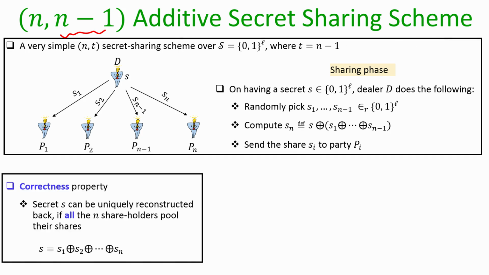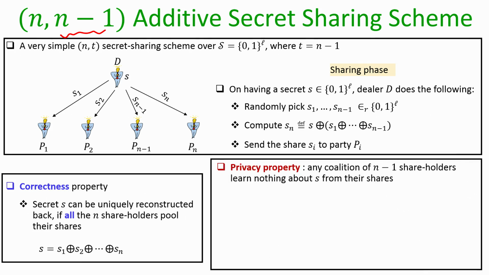So, the correctness property here is trivial for this secret sharing, namely if all the n shareholders come together and exchange their shares with each other, then indeed they can perform the XOR of all the n shares and they will uniquely get back the underlying secret S which was shared by the dealer. Now, let us formally prove the privacy property here.